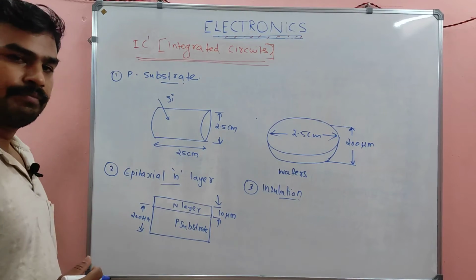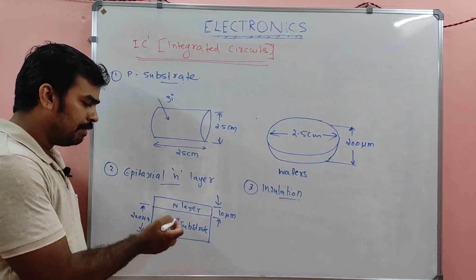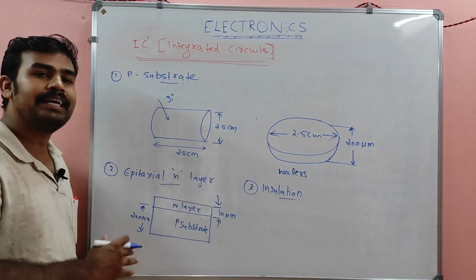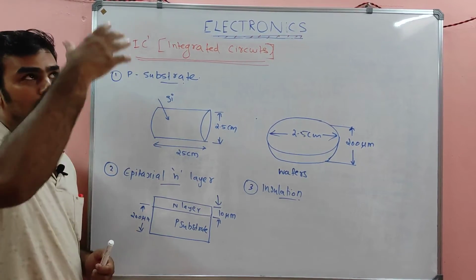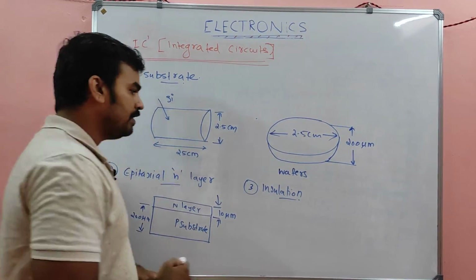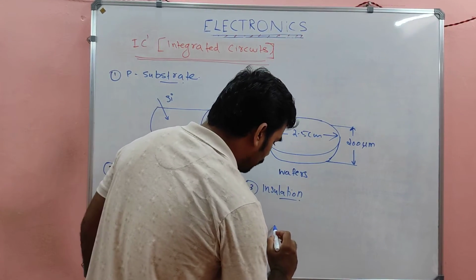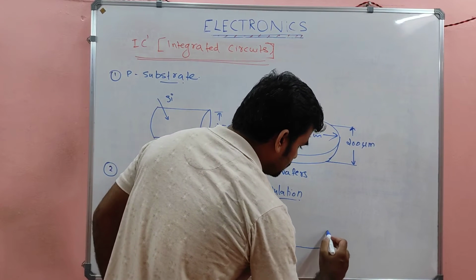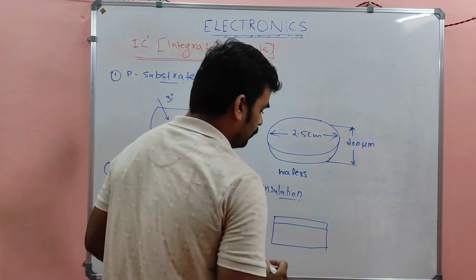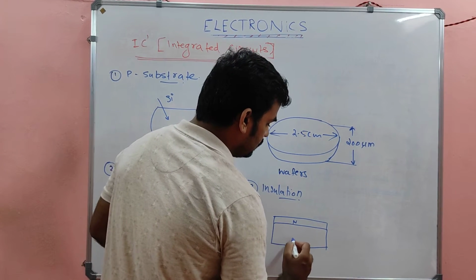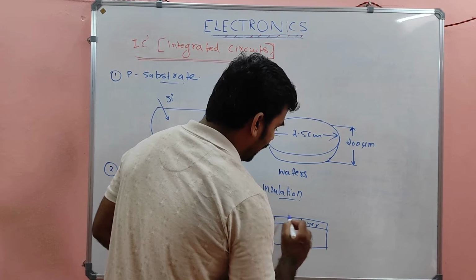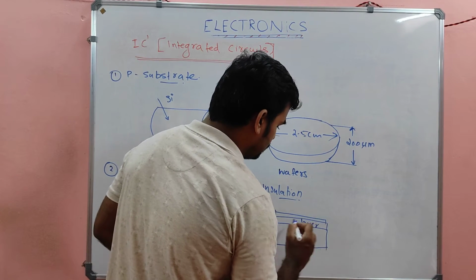The insulation. That means the epitaxial N layer should be insulated properly to avoid contamination by atmospheric vapor, dust, etc. We have to insulate it. So this is our P-type substrate, and this is our N layer. This is P substrate, this is N layer, and you have to insulate it.